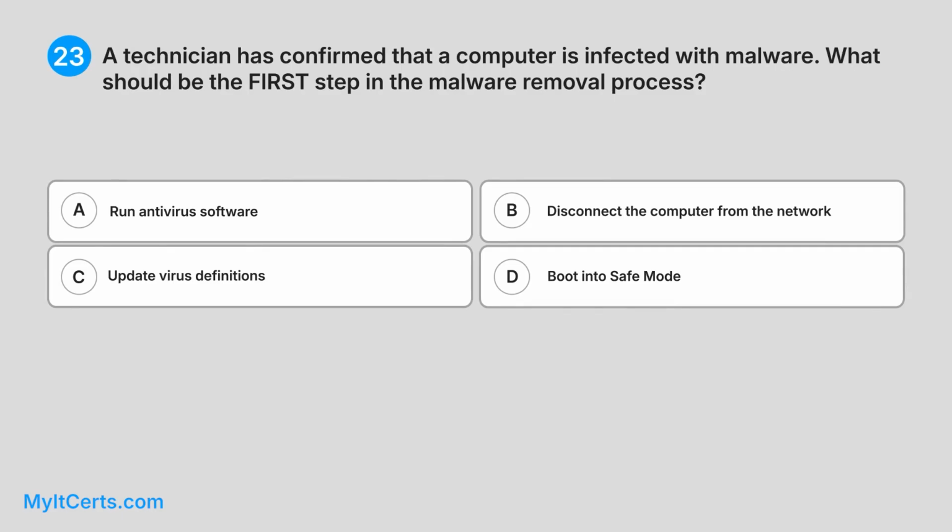23. A technician has confirmed that a computer is infected with malware. What should be the first step in the malware removal process? A. Run antivirus software. B. Disconnect the computer from the network. C. Update virus definitions. D. Boot into safe mode. Do you know the answer?